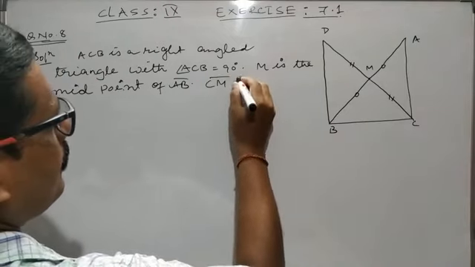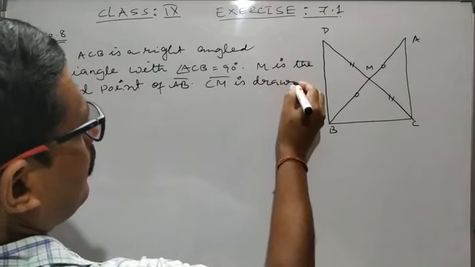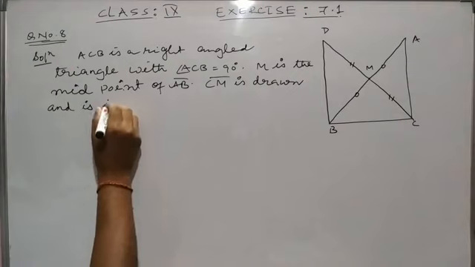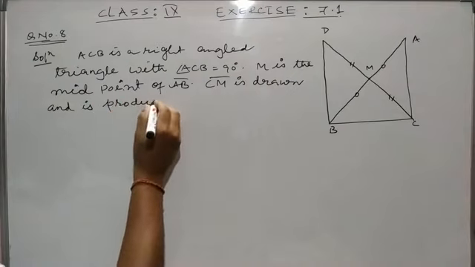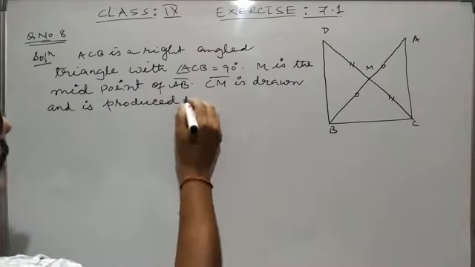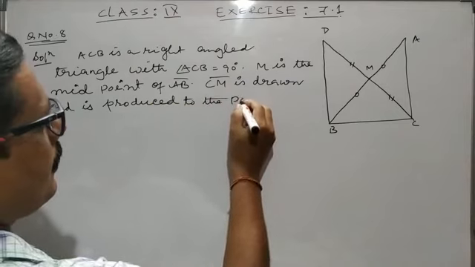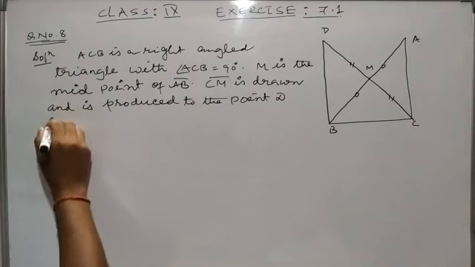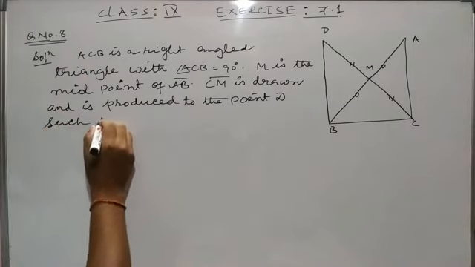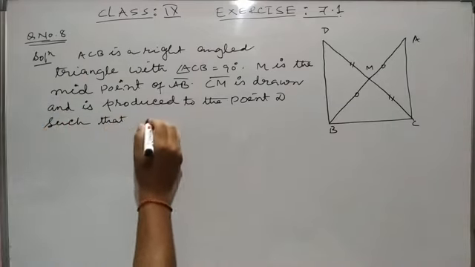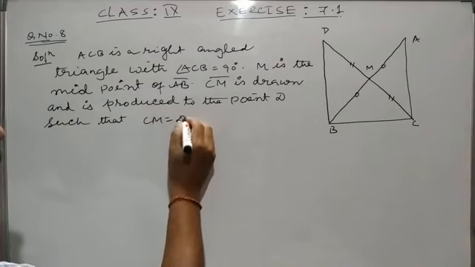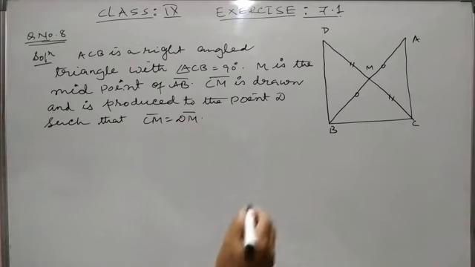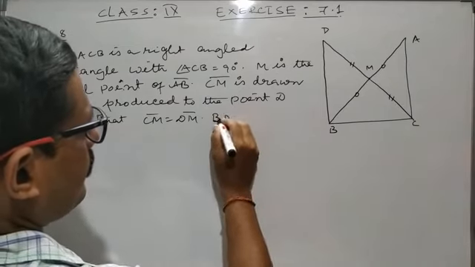CM is drawn and is produced to the point D such that CM equal to DM. BD is drawn.